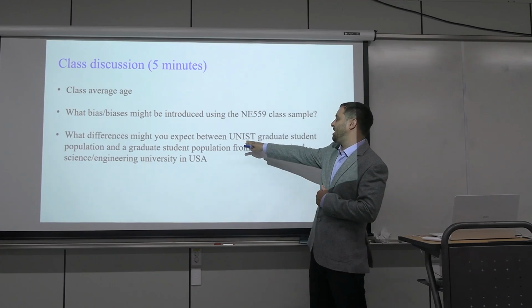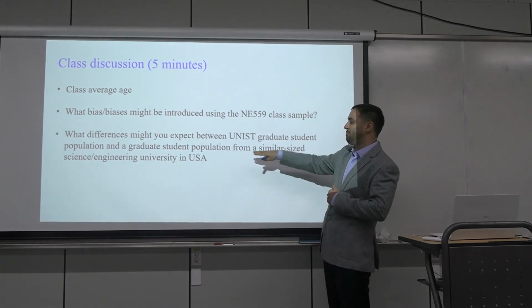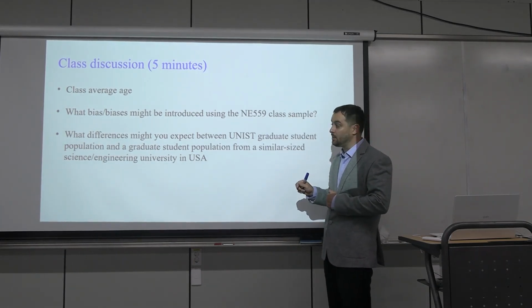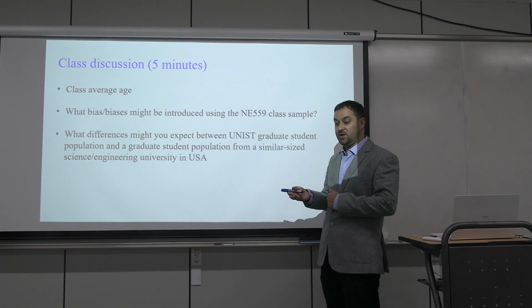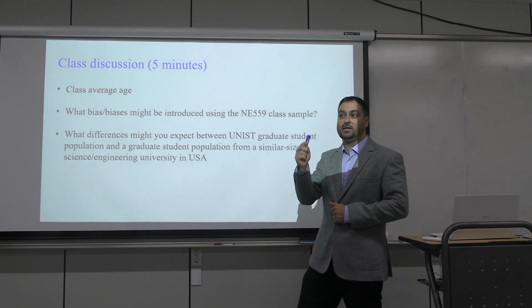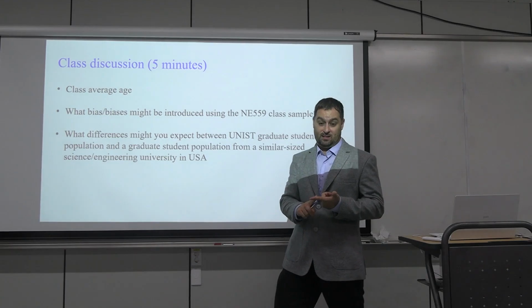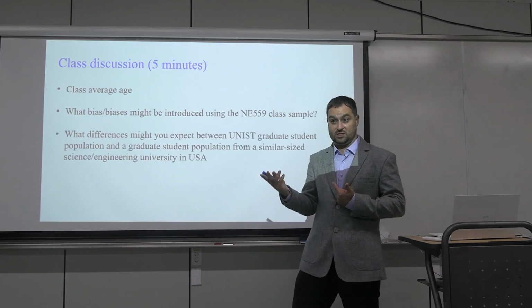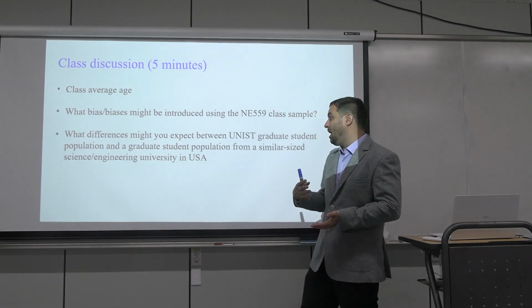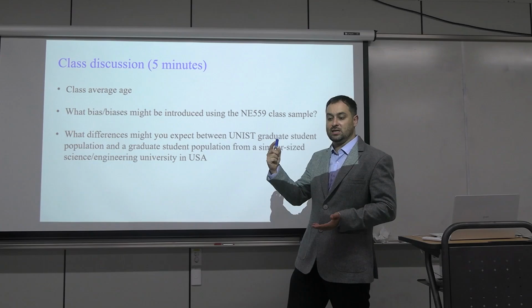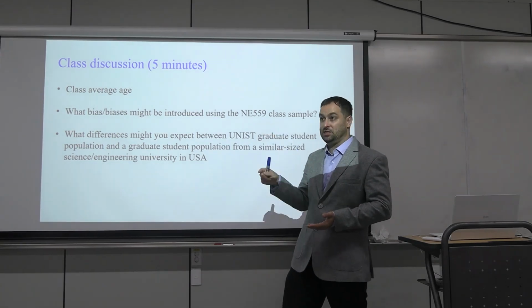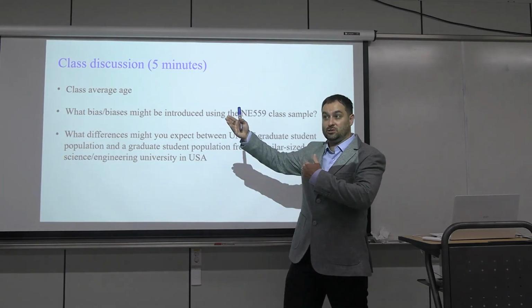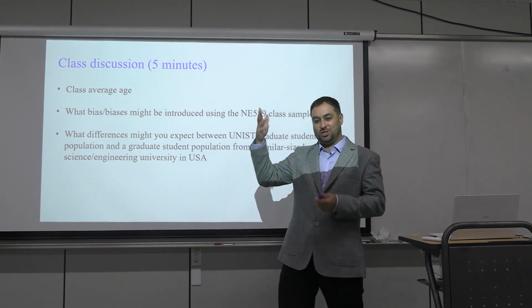What differences might you expect between the UNIST graduate student population and a graduate student population from a similar sized science and engineering university in the USA? So one major difference is, think about especially Korean students who are male. In Korea, they have the mandatory military service, usually for 2 years. And so one possible bias is, what percentage of these populations are Korean male students who served in the military? Because a lot of the male graduate students might be on average 2 years older.